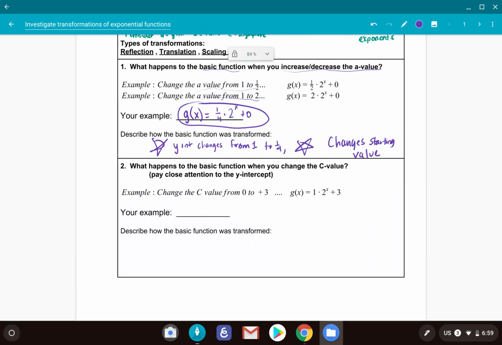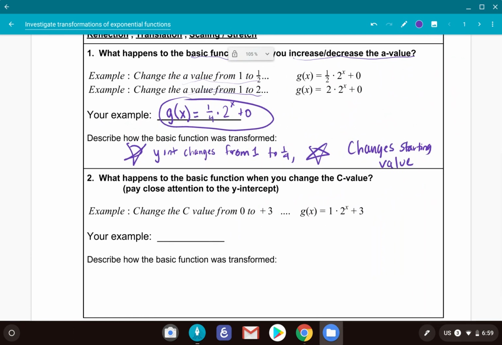Okay, so then let's look and see what happens if we just change the c value. Our original function was 1 times 2 to the x power plus 0. That was our parent function, our basic function. Go ahead and try changing the c value to something else, for example, change it to a 3. Let's investigate and see what happens.